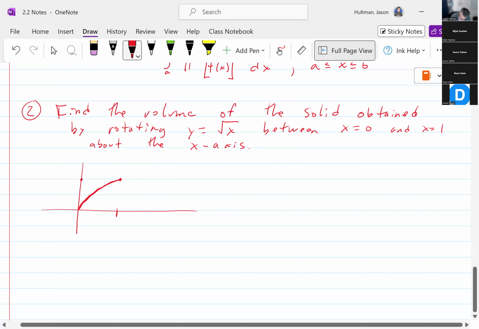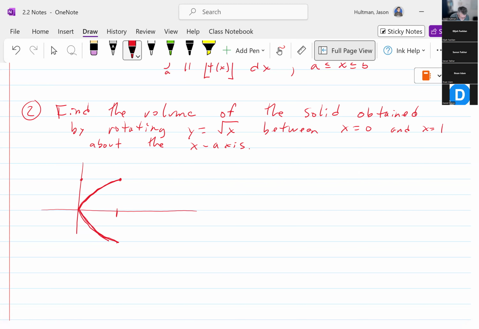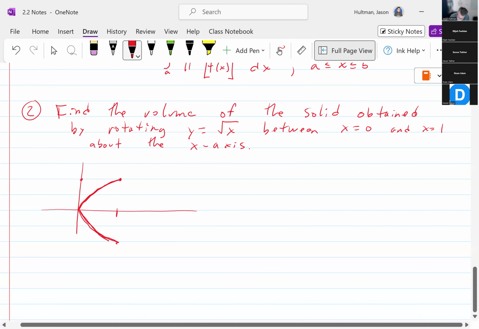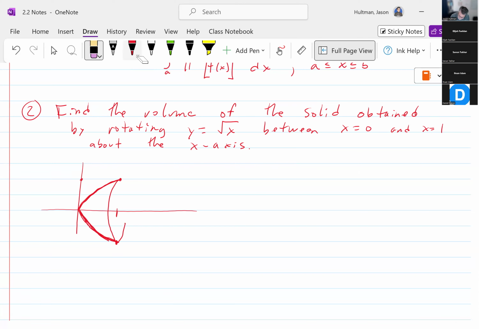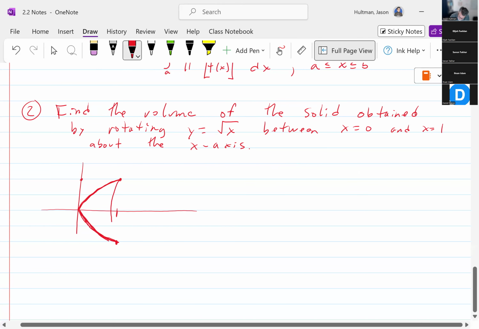Okay, remember I'm rotating this, right? Rotating this 360 degrees. So what's that going to look like? It's going to look like maybe a bowl or a cup. Okay, so this is at 1. Okay, and so this is the solid that's created.